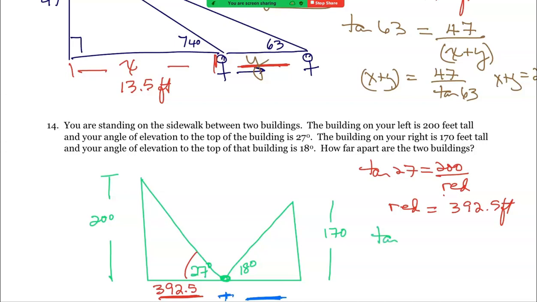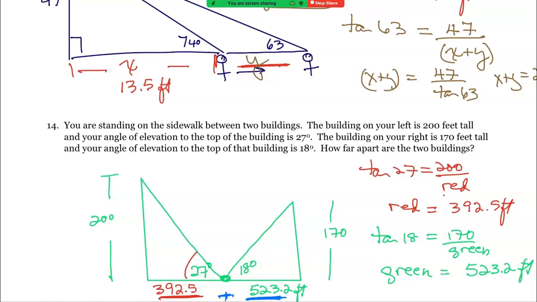The tan of 18 equals 170 over green. So green equals, two-step problem. Green equals what? I think I got 523.2 feet. So this is 523.2 feet. Add them together.